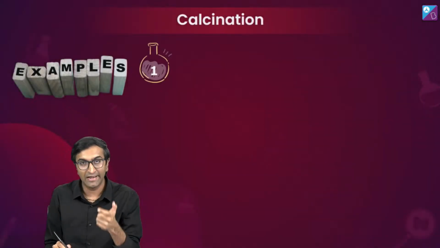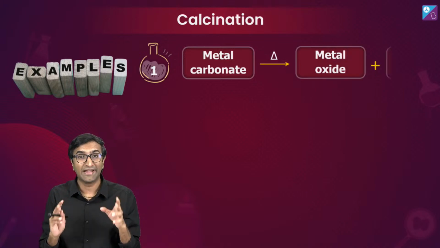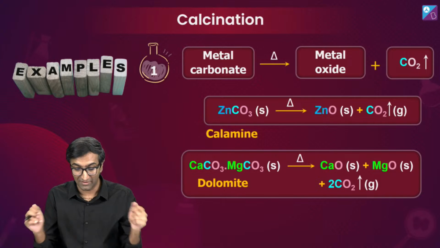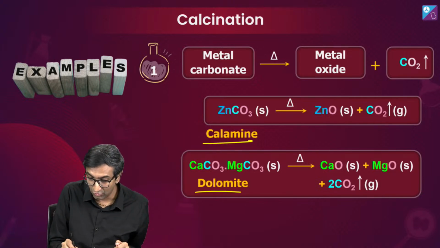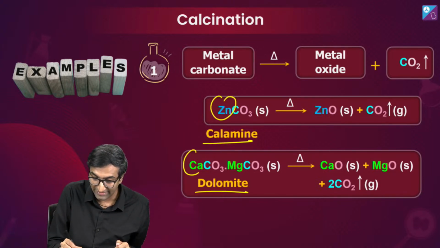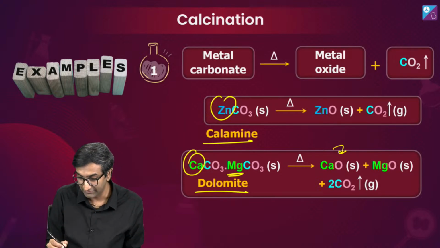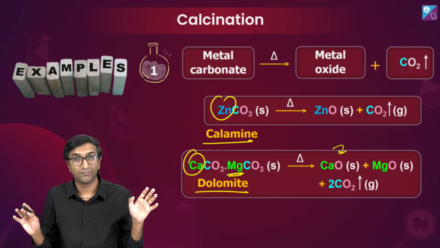Okay? So all I do is heat this ore that has carbonate in it at a very, very high temperature, and it literally breaks apart. Calamine and dolomite are examples of zinc and calcium ores. And you can also say magnesium ores in a way, because dolomite has both. Okay? Any doubt so far?